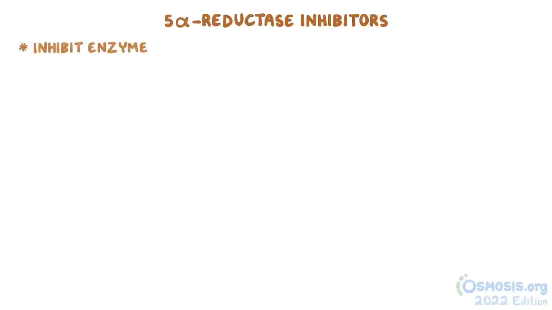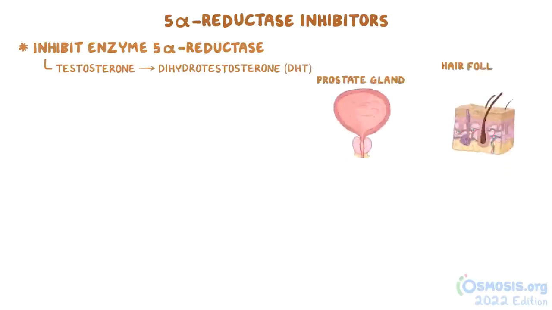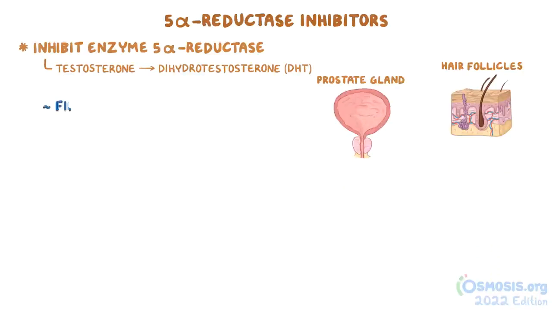Moving on to 5-alpha reductase inhibitors, which, as their name implies, inhibit the enzyme 5-alpha reductase, which is the enzyme responsible for the conversion of testosterone into dihydrotestosterone, or DHT. Some tissues, mainly the prostate gland and hair follicles, depend on DHT rather than testosterone for androgenic stimulation. 5-alpha reductase inhibitors primarily include finasteride.